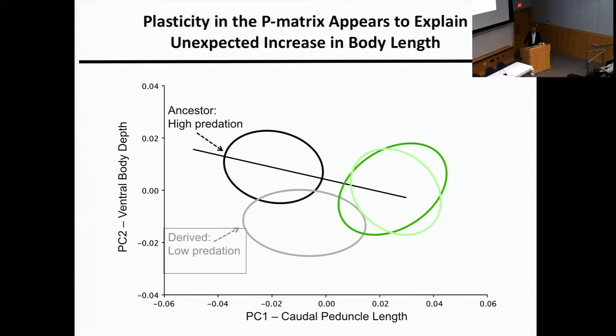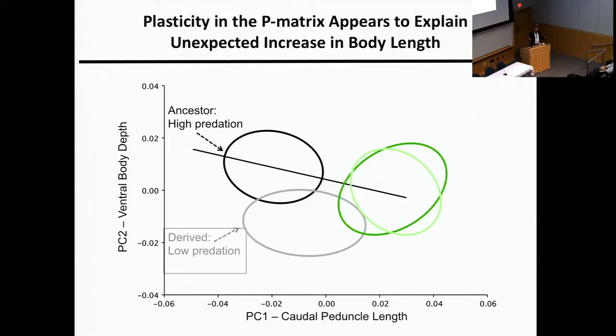So this is what selection is actually seeing, a rearrangement of the pattern of trait correlations. And this is all within the very first few months of the introduction. So this is clearly a plastic response. So we see a mixing up of the pattern of trait correlations that selection is acting on. The question is, does that matter for the evolutionary response?